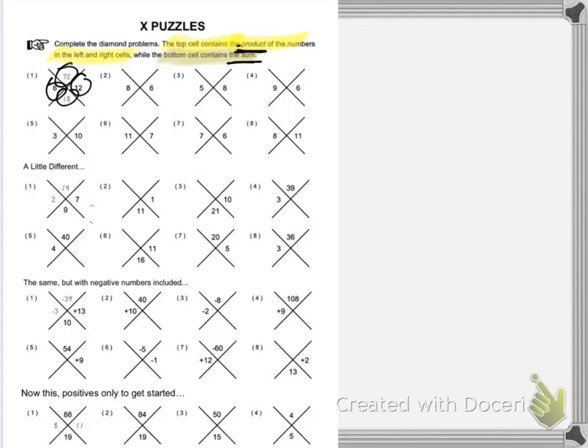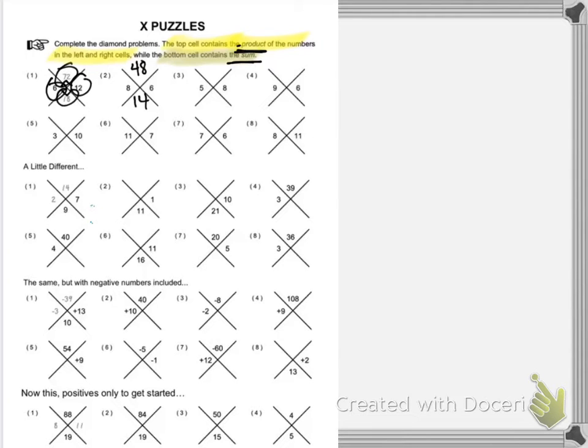For number 1, I have the left and right as 6 and 12. So 6 times 12 gives me 72. 6 plus 12 gives me 18. Number 2, I have 8 and 6. The product is going to go on top. 8 times 6 is 48. And then 8 plus 6 is 14. So multiply the left and right to give you the number on top, and add the left and right to give you 14.